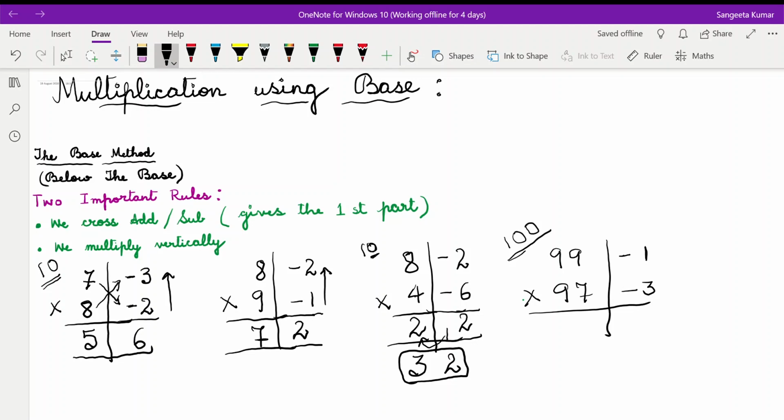We start doing our multiplication. So again the first step, cross. 99 minus 3 will give us 96, or 97 minus 1 will also give us 96. So the first part of our answer is 96. Now we move on to the second part, where we have to multiply vertically. So 3 into 1 will give us 3. So do you think this is our answer?